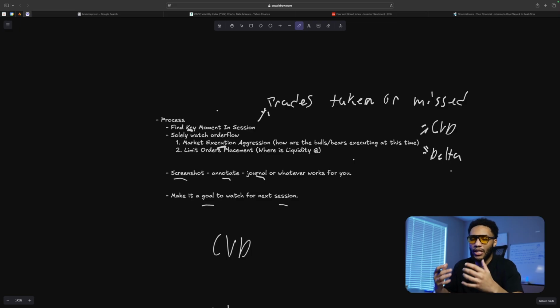So when you're looking at your film, you want to find a key moment. You want to solely watch the order flow in that key moment to see how it's panning out, to see if there are any patterns or insights that you can pick up. Once you think you found an insight, it doesn't have to be true. You don't know if it's right or wrong, but once you think you found something, screenshot it, annotate it, write it down.